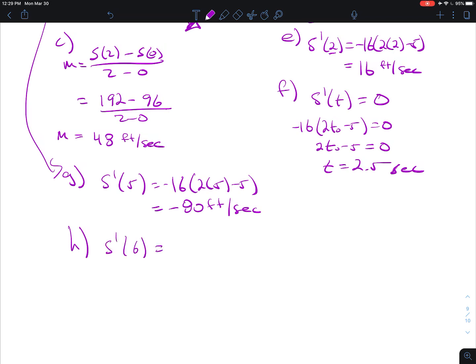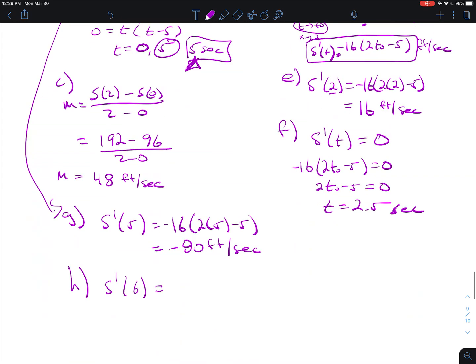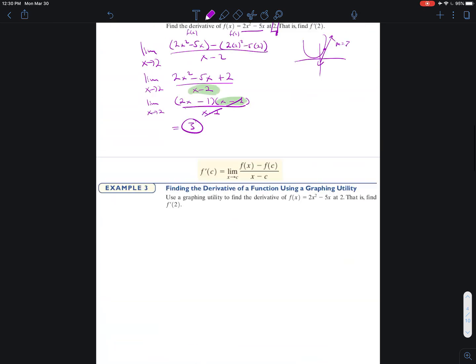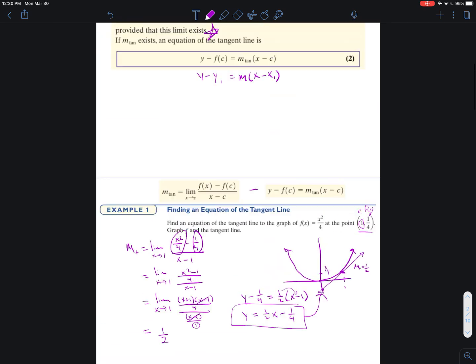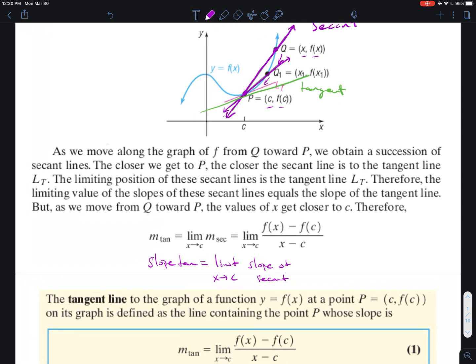And then our last question is the speed when it hits the ground, and we know that it hits the ground. That's from part A at time 6. So negative 16 times 2 times 6 minus 5 equals negative 112 feet per second. Again, that's the speed of the ball on the way down because it's negative at time 6. Hopefully that'll help you guys navigate through your worksheet and the homework questions and come back to class at the end of the period with any questions.